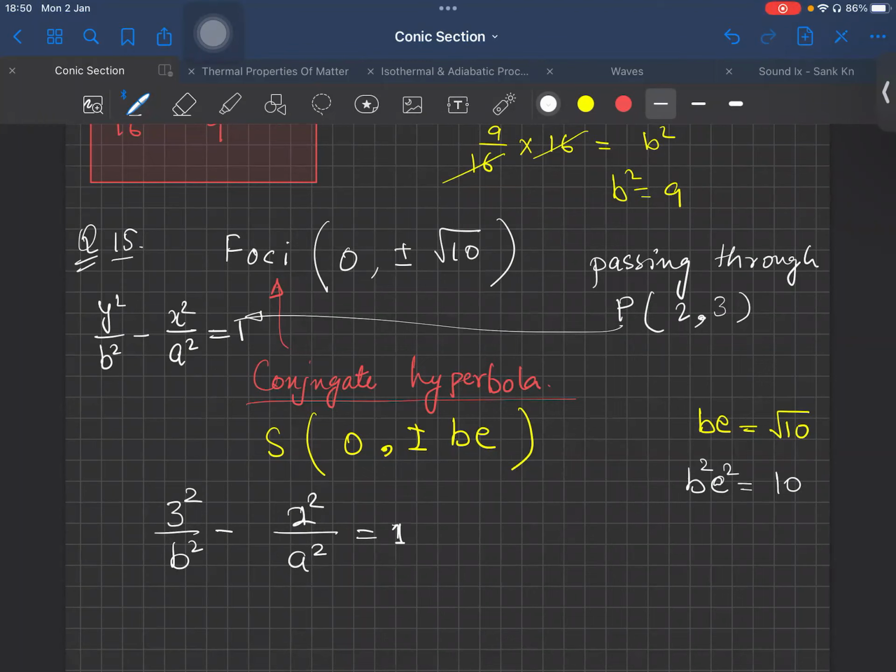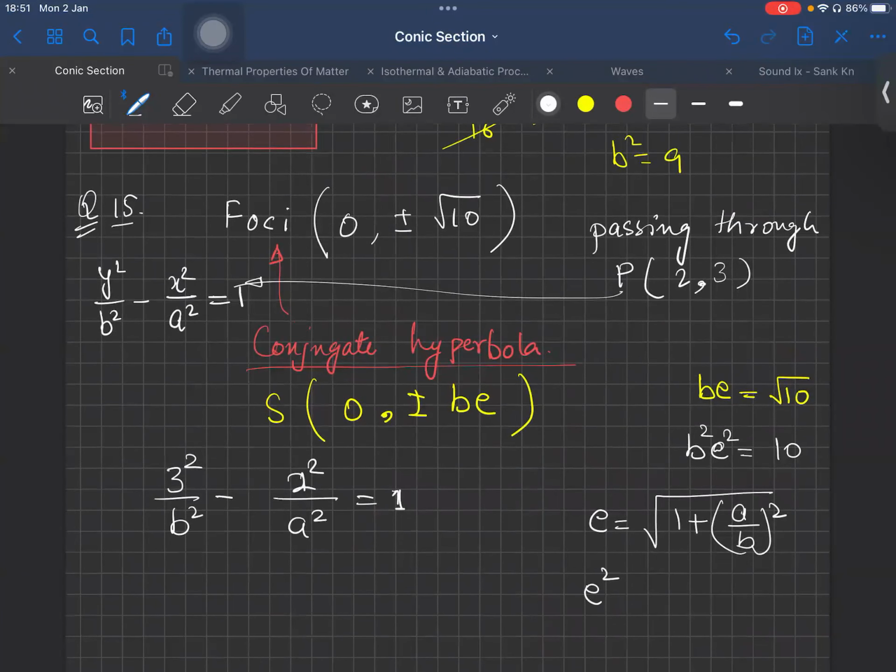See, what is eccentricity? How do we calculate eccentricity? E is equal to square root of 1 plus A by B whole square. This is conjugate hyperbola, no? Yes, sir. So let's write down, can we write E square is equal to 1 plus A square upon B square? Now E square into B square is equal to B square plus A square. Can we write like this?